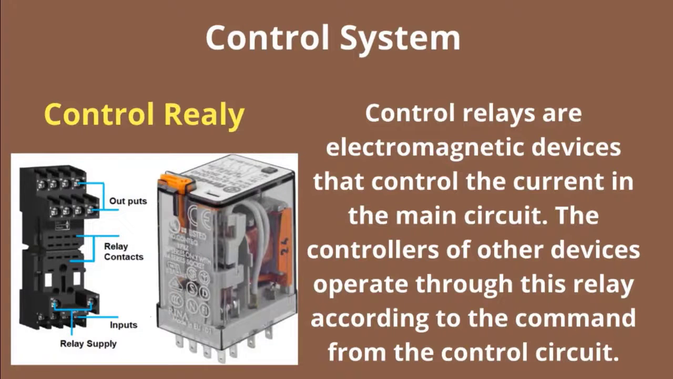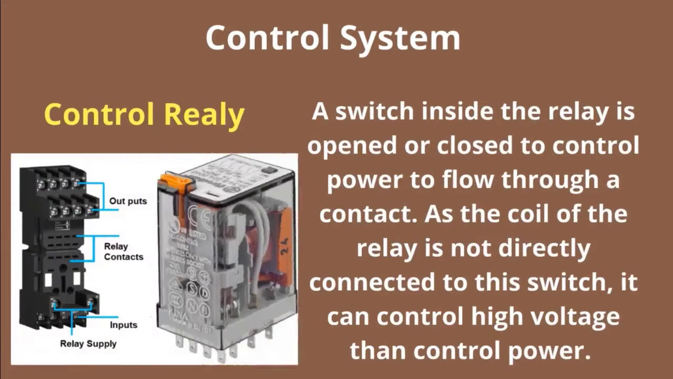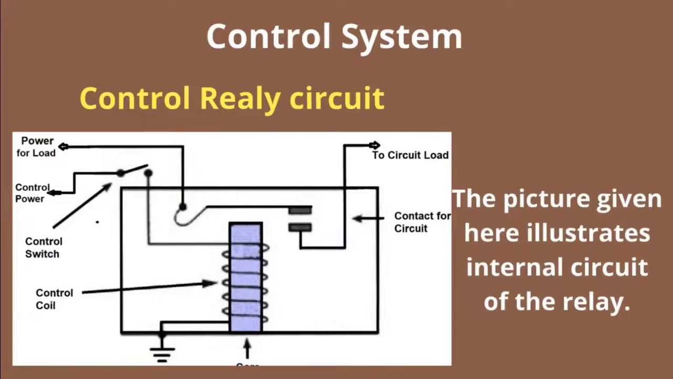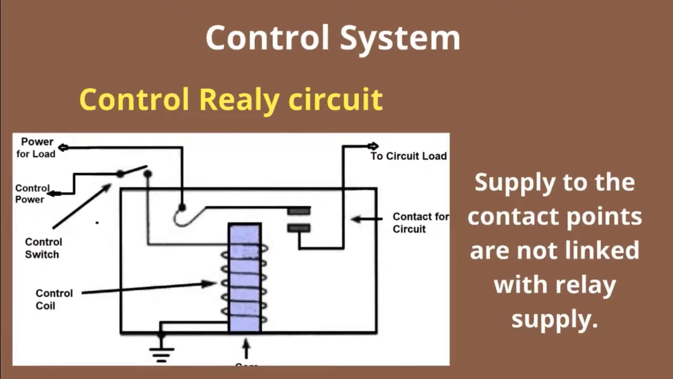Control relay. Control relays are electromagnetic devices that control the current in the main circuit. The controllers of other devices operate through this relay according to the command from the control circuit. A switch inside the relay is opened or closed to control power to flow through a contact. As the coil of the relay is not directly connected to the switch, it can control high voltage power. The picture given here illustrates the internal circuit of the relay. Supply to the contact points is not linked with the relay supply. The control relay is the most important part of the control components.